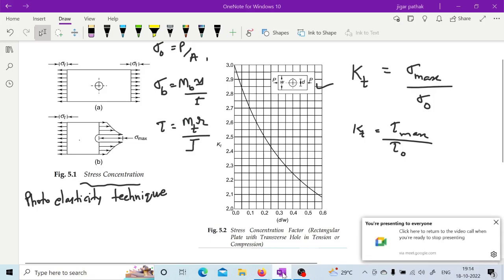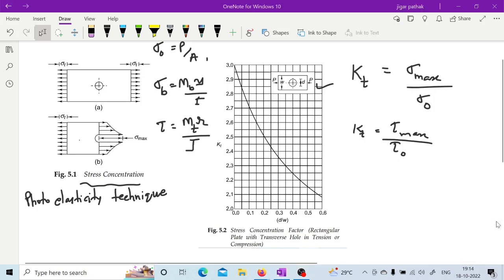So yes, here we were discussing why this kind of discontinuities are present, or why this stress concentration takes place. One of the reasons may be variation of material property, another may be the load application. In some cases this load application is localized, like in a gear drive, wherever the contact is there, at that point high stress concentration is there.